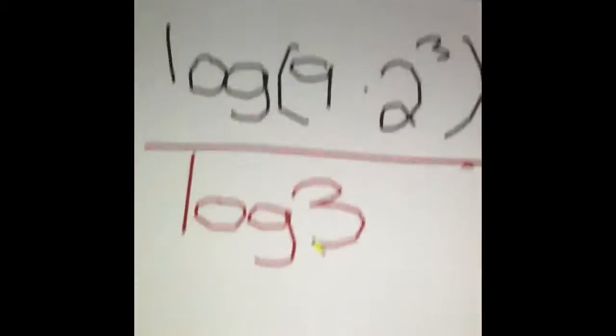Moving right along, we know the subtraction sign actually means to divide. So what we're going to do is we're going to take log 3 and we're going to put it underneath log 9 times 2 cubed, like so. Well, all we have now left to do is simplify.